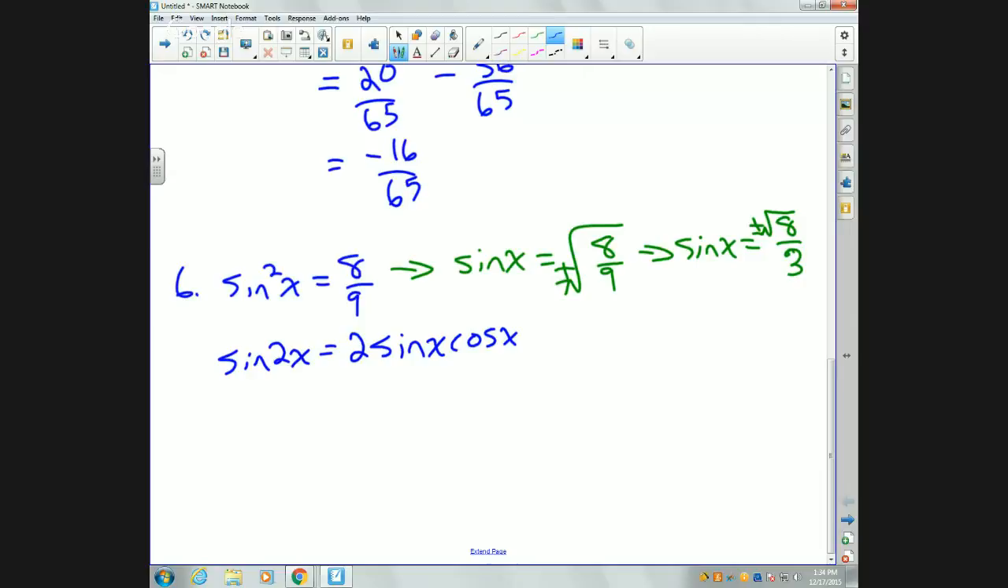Where do we go from here? Make a triangle. We know that this is the sine, so we know that the hypotenuse needs to be 3. If we're talking about this angle here, if we call this x, then the opposite side needs to be plus or minus root 8.